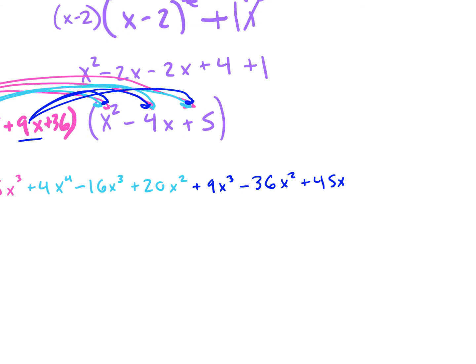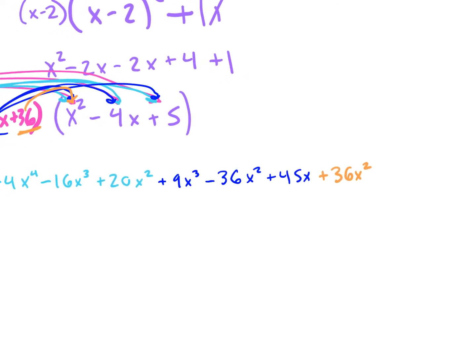Almost done. So this is why there's only 5 questions. Yeah. Next, we're going to look at 36. So 36 times x squared is 36x squared. Wow. 36 times negative 4x, negative 144x. And 36 times 5. Are we going to use a calculator? Nope.